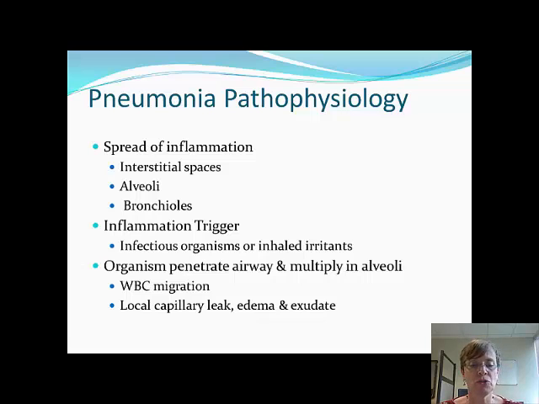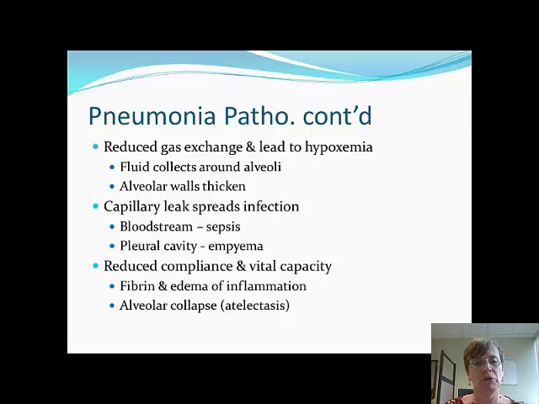As there's all this inflammation and migration, you can have some local capillary leakage and edema and exudate right there in the tissue. So that's part of what's creating that fluid buildup.